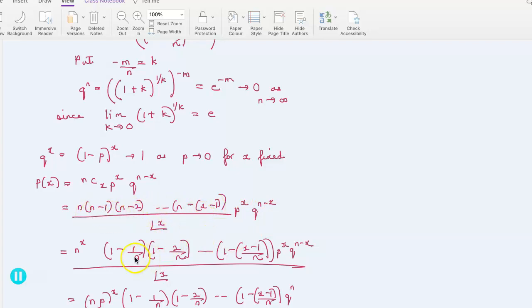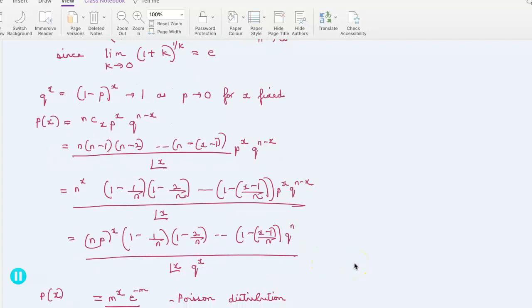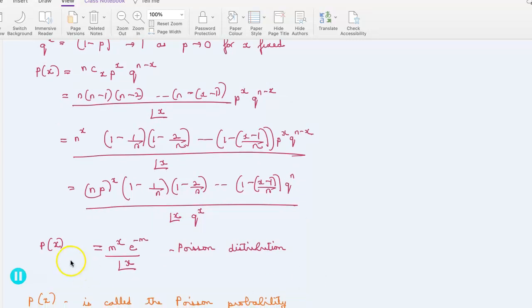There are x terms, so it is n raised to x, 1 minus 1 by n, 1 minus 2 by n, up to 1 minus x minus 1 by n, p raised to x, q raised to n minus x by x factorial. Can we take both these x's raised to exponents together? Yes. So this is np raised to x, 1 minus 1 by n into 1 minus 2 by n into up to 1 minus x minus 1 by n. Q raised to n minus x I'll write as q raised to n by q raised to x, by x factorial. So this becomes, if I put np as m, m raised to x, e raised to minus m by x factorial. And this is the probability distribution for a Poisson distribution.